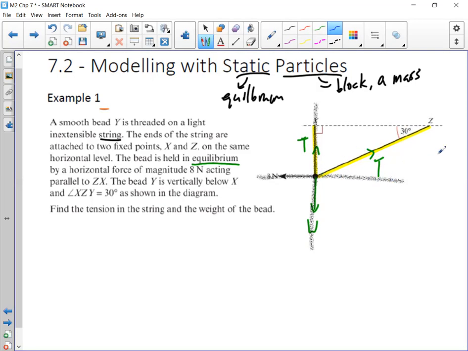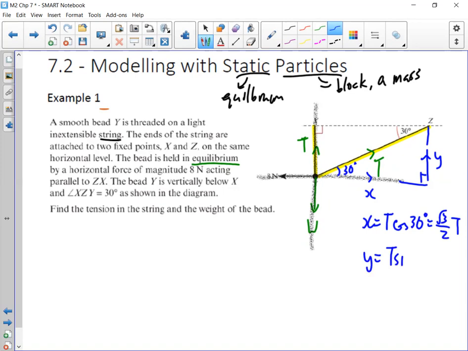So what do we do? We make a right angle triangle. Okay, so that's your X, and that's your Y. So for X, if you use some trigonometry, this will be at parallel angles, that'll be 30 degrees. So X equals T cos 30 degrees, that will be √3 over 2 T. And for Y, that will be T sin 30. Sin 30 is a half, so it's a half T.